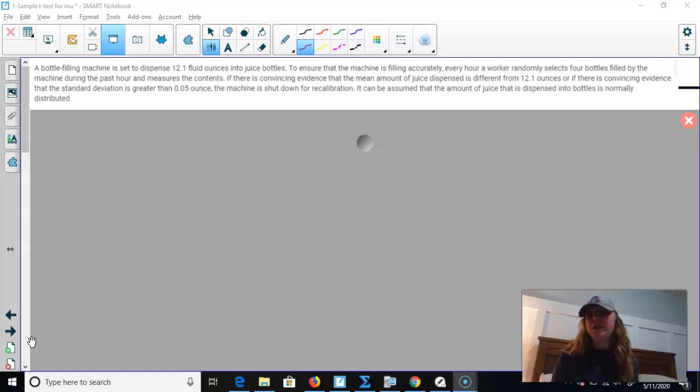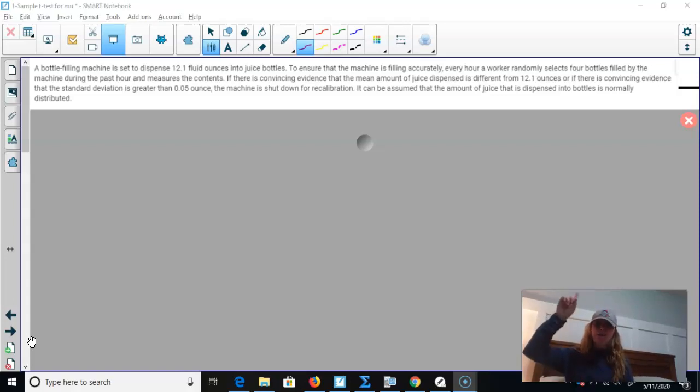To ensure that the machine is filling accurately, every hour a worker randomly selects 4 bottles filled by the machine during the past hour and measures the contents. If there is convincing evidence that the mean amount of juice dispensed is different from 12.1, or if there's convincing evidence that the standard deviation is greater than 0.05, the machine is shut down for recalibration. It can be assumed that the amount of juice dispensed into the bottles is normally distributed.